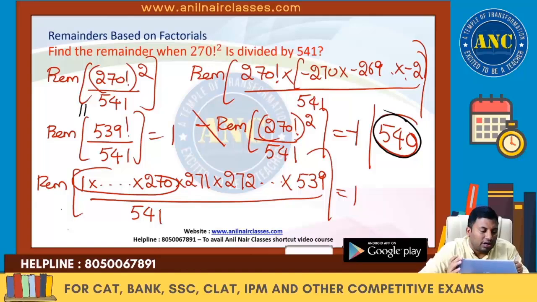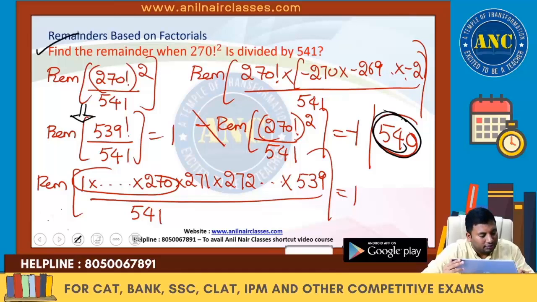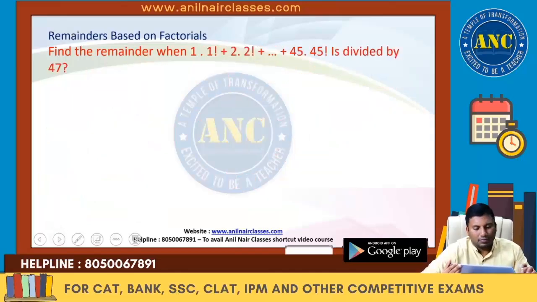First we are doing p minus 2 factorial divided by p is 1. From there we are trying to find out the squares. Answer is 540. This question and the previous two questions are of the same model. I hope the idea is clear. Next one, find the remainder.